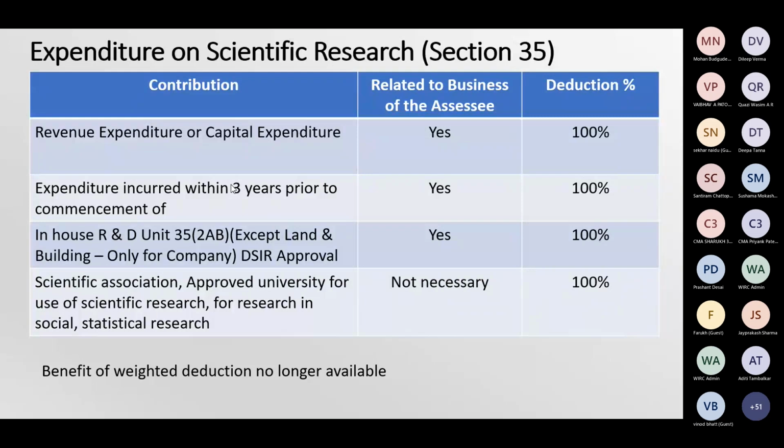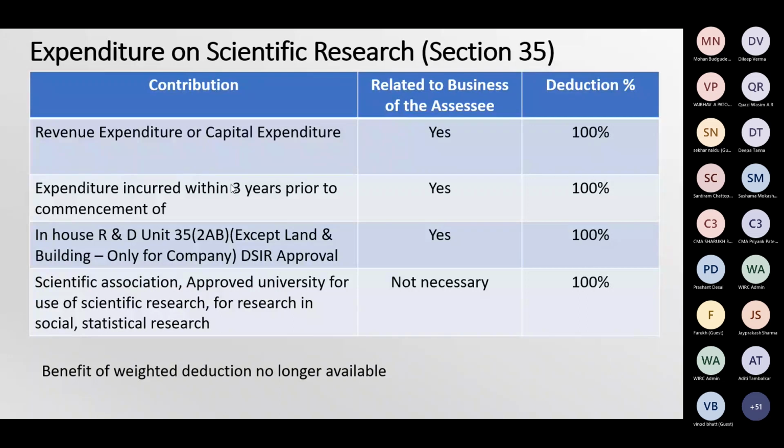Then even if the expenditure is incurred 3 years prior to the commencement of the business, you still get this deduction. Then if you have an in-house research and development unit, section 35(2)(ab), except for land and building, subject to Department of Scientific and Industrial Research approval, you get 100% deduction.